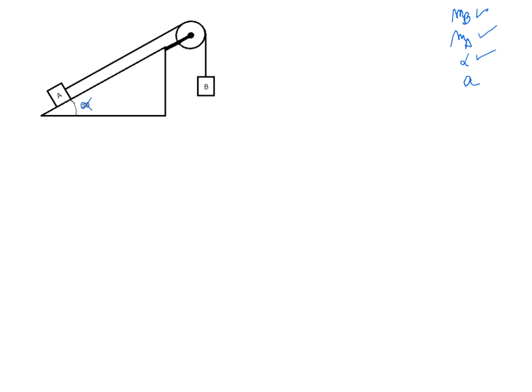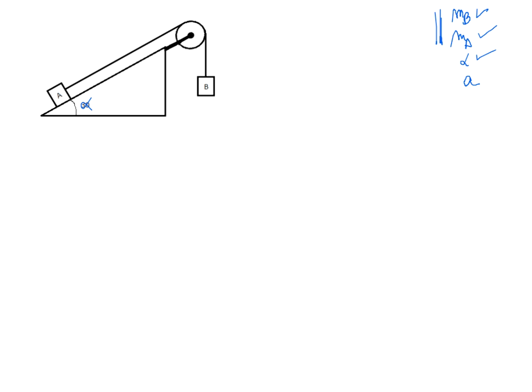In this case, we are not able to figure out the direction of motion. It's a 50-50. B could go down, and if B goes down, A goes up. Or B could go up, and if B goes up, then A goes down the inclined plane. How are we going to know that? Well, we need to know the respective magnitude of the masses.